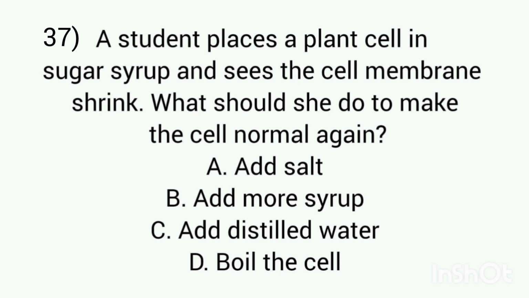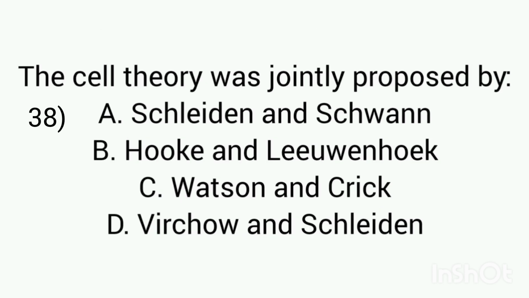A student places a plant cell in sugar syrup and sees the cell membrane shrink. What would she do to make the cell normal again? A. Add salt. B. Add more syrup. C. Add distilled water. D. Boil the cell. The cell theory was jointly proposed by: A. Schleiden and Schwann, B. Hooke and Leeuwenhoek, C. Watson and Crick, D. Virchow and Schleiden.